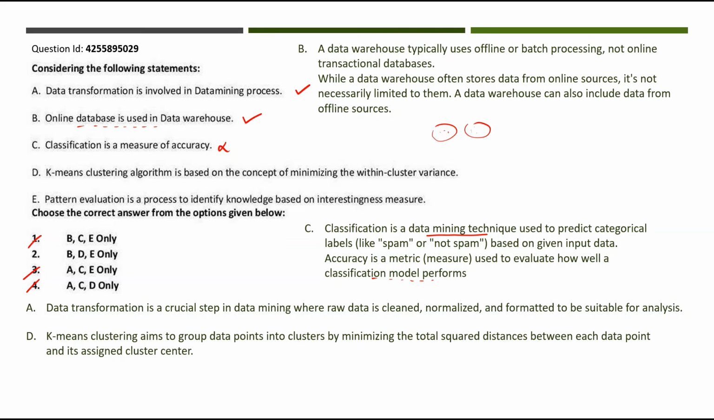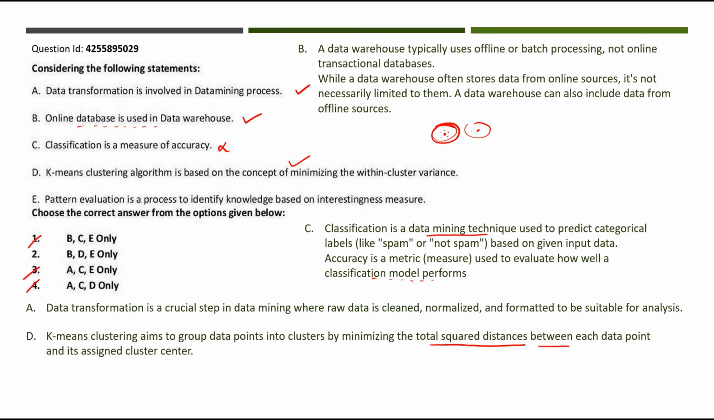So how the data points will be grouped is based on the center of the cluster. Based on that only the data points will be grouped. So they say this particular clustering algorithm is based on the concept of minimizing the within cluster variance. So this is actually true. This within cluster variance is what they say as total squared distances between each data point and its assigned cluster center. So D is true.